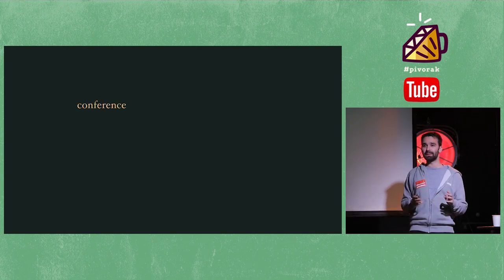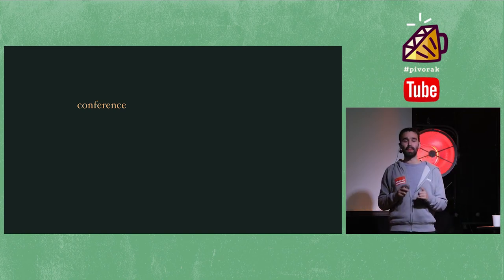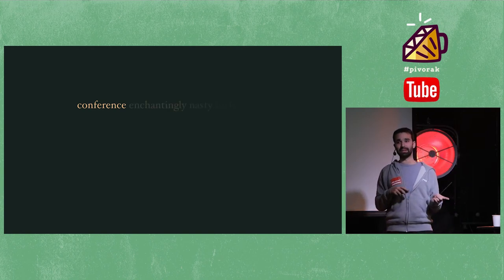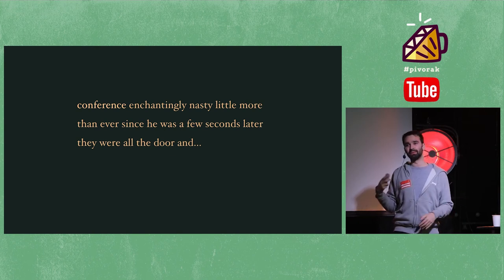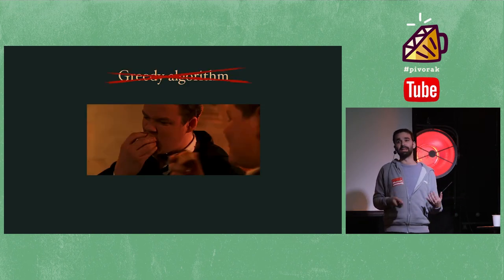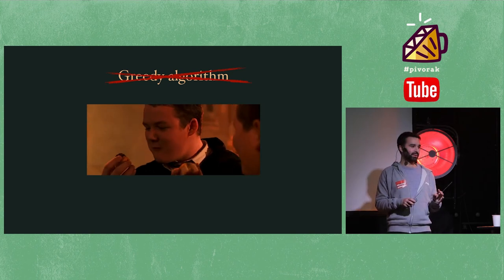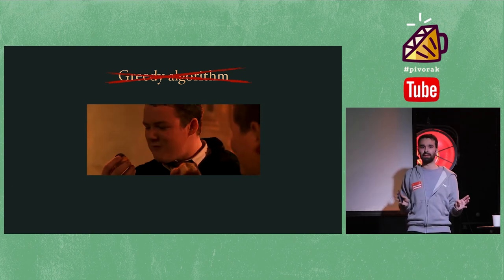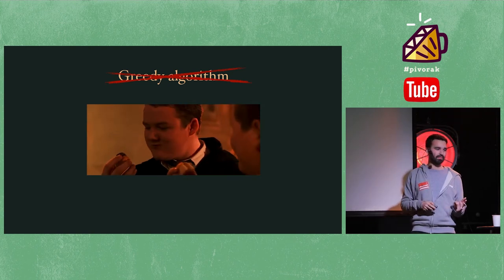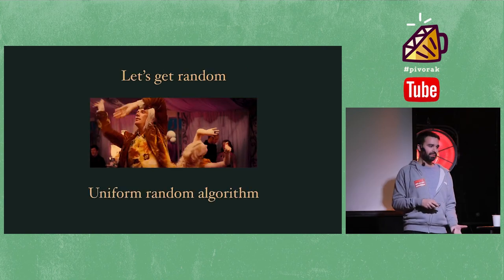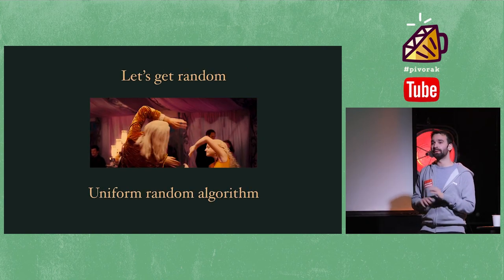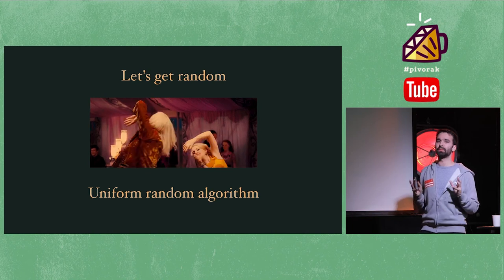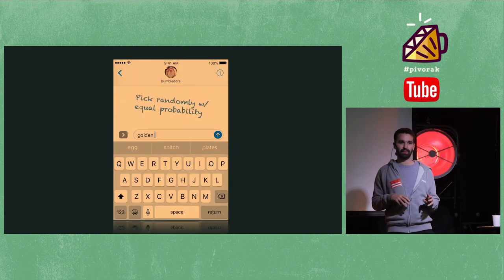And this always happens. Interestingly, the best word I can pick is the word conference, just by coincidence, and that gives me a 20-word story before I get stuck in a loop. But it always happens. So basically, the greedy algorithm doesn't work. We can't use the greedy algorithm. So what else can we try? Well, another approach is to just be completely random, and this is what we call the uniform random algorithm.